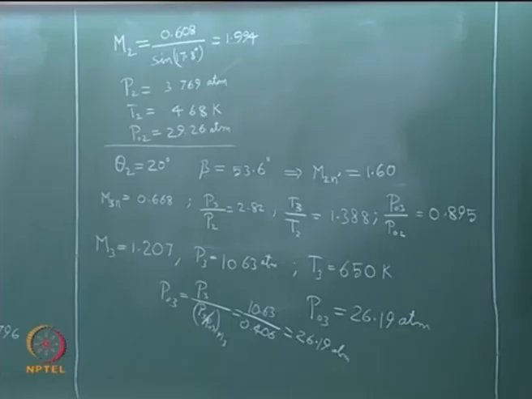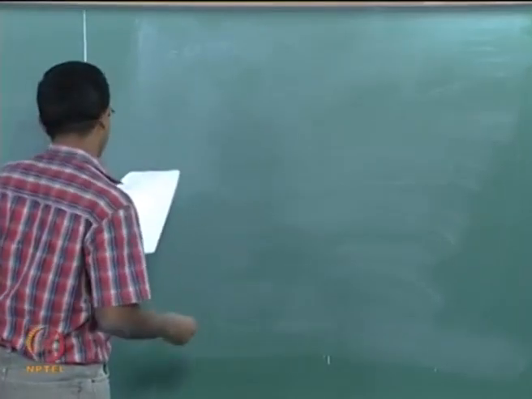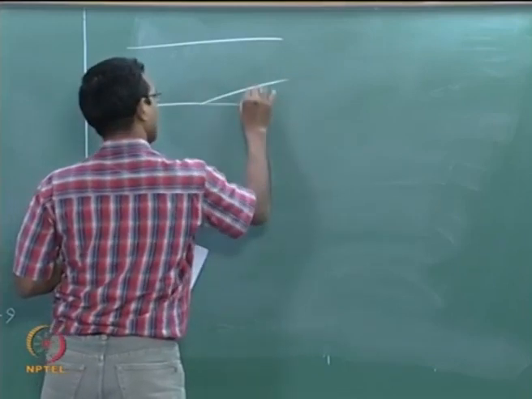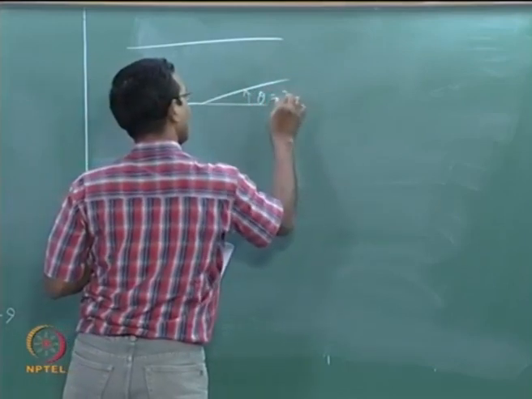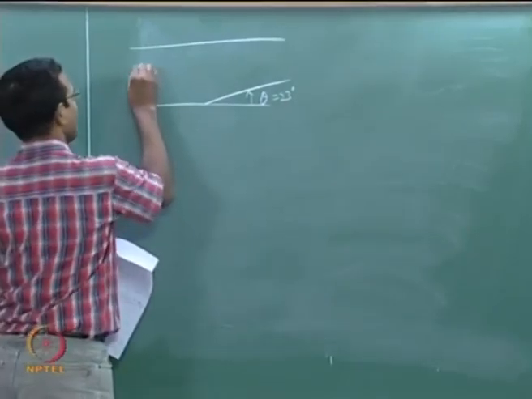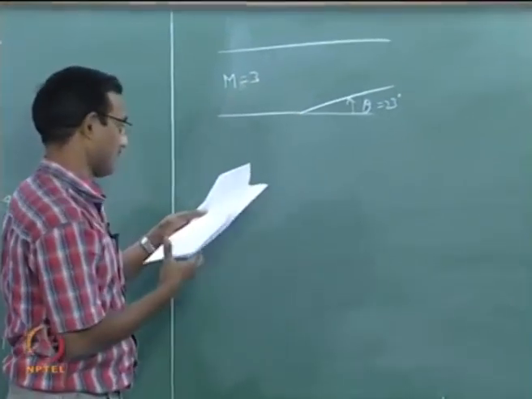We have around a few more minutes. I will just give you an example where things go wrong. Okay. Let us say I will pick a similar configuration. I am putting theta equal to 23 degrees now, the same M equal to 3, same problem.